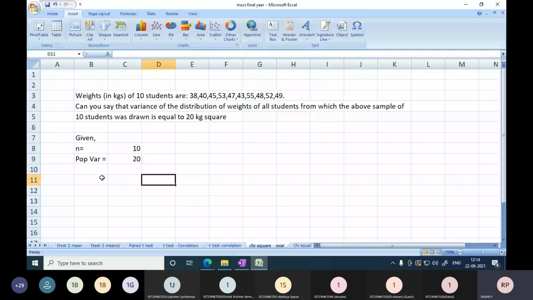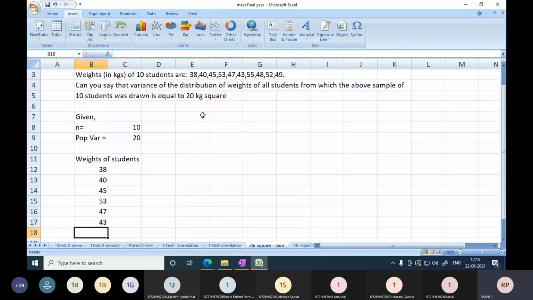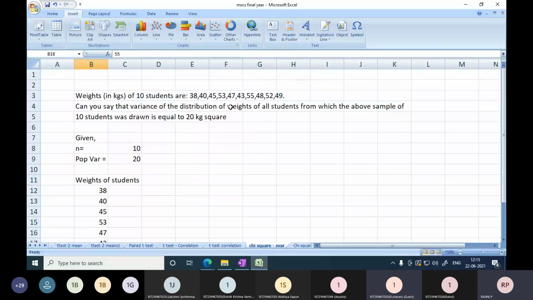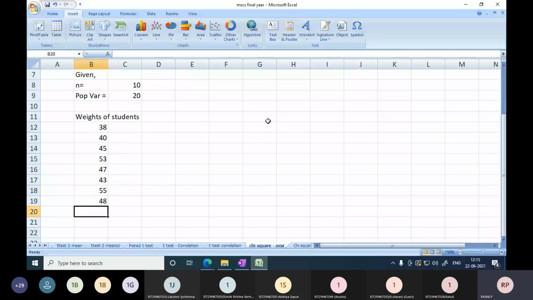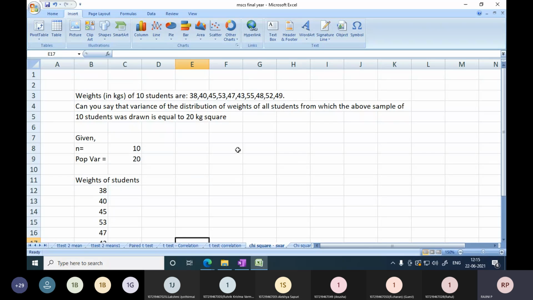Now enter the data. Here I'm entering the data: weights of students. What are the weights of those 10 students? 38, 40, 45, 53, 47, 43, 55, 48, 52, 49. This is the raw data they have given you. I have entered it in the first column.